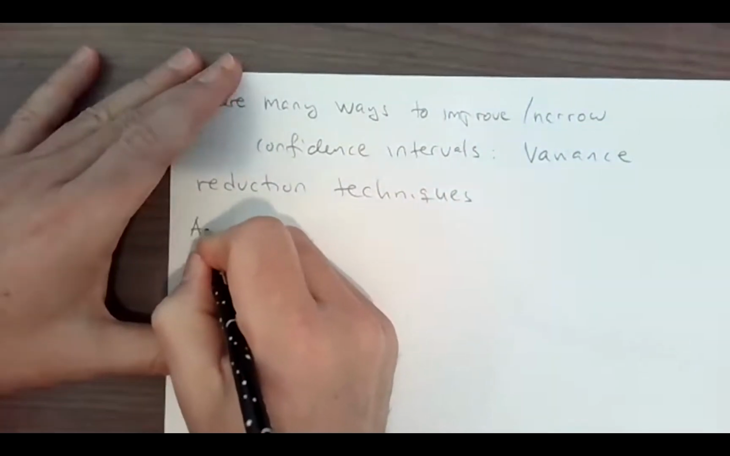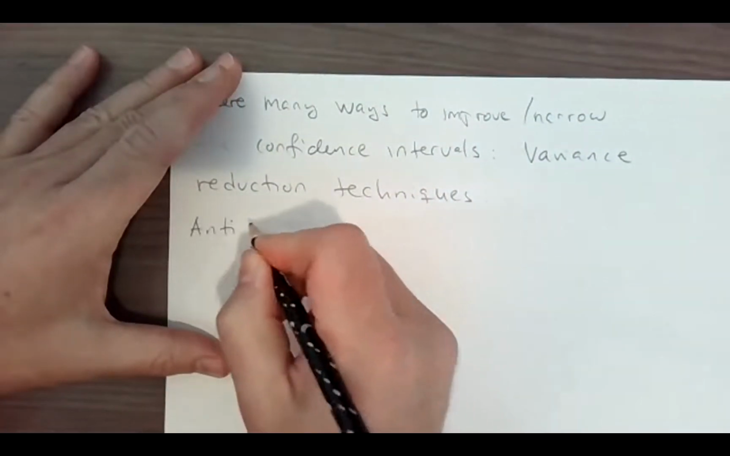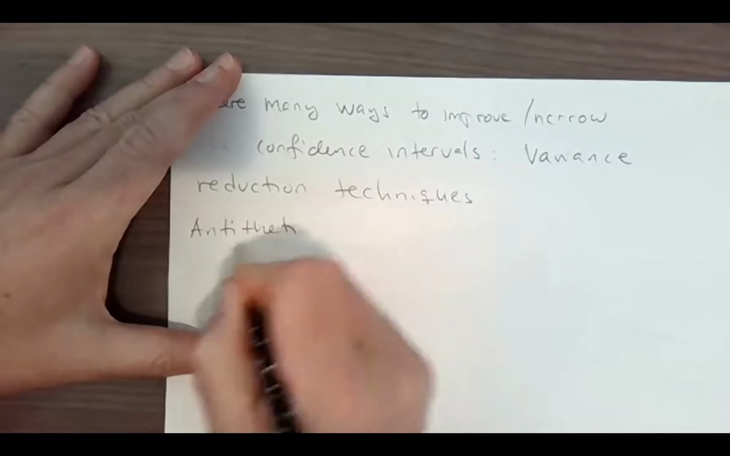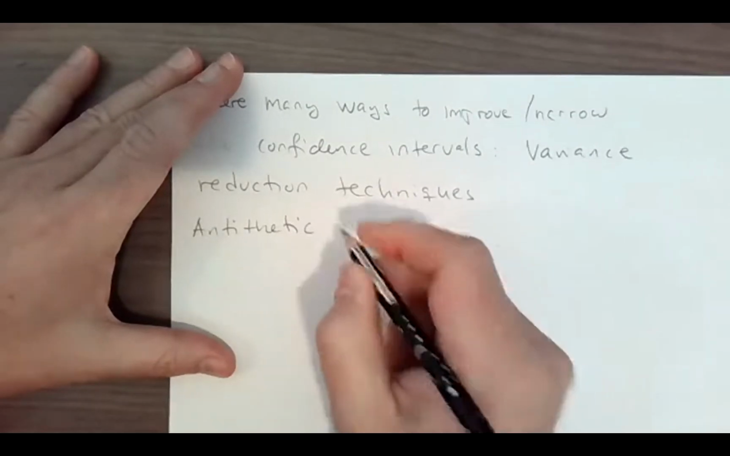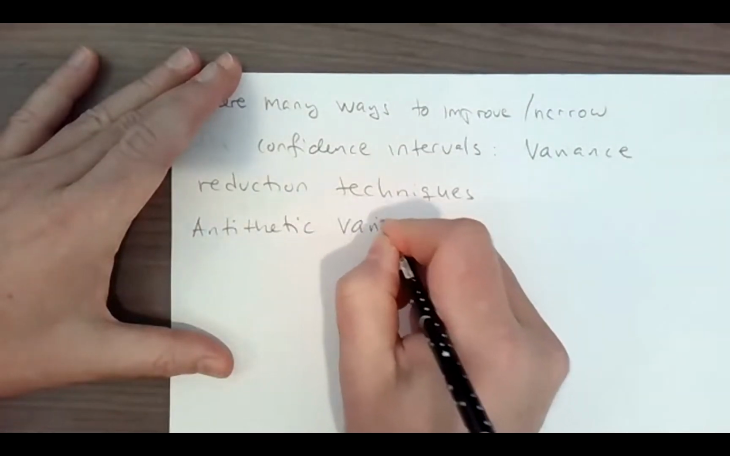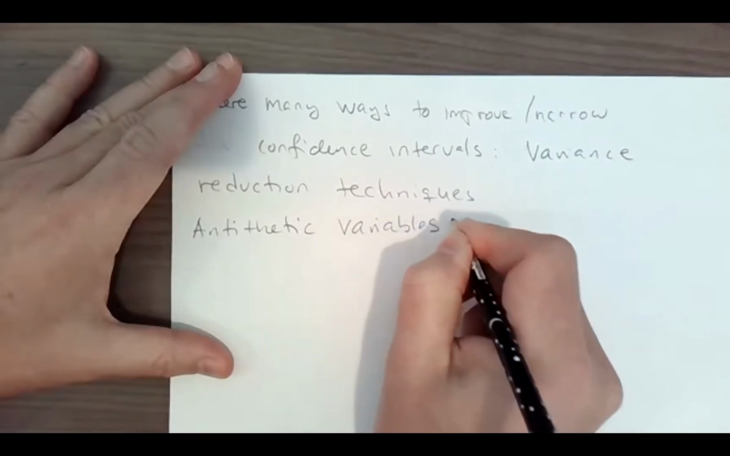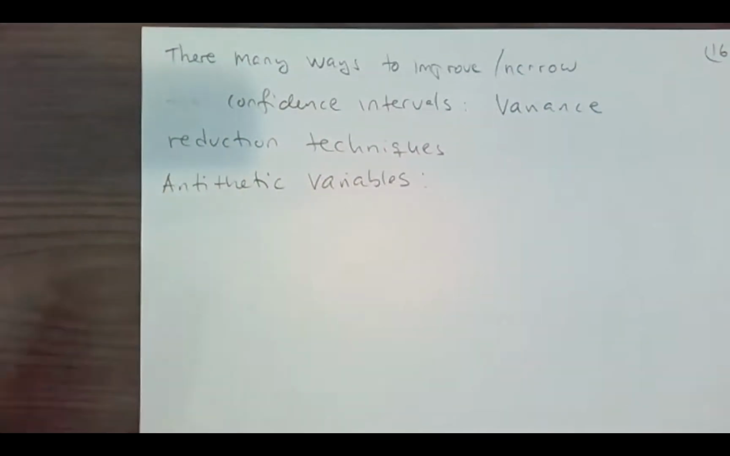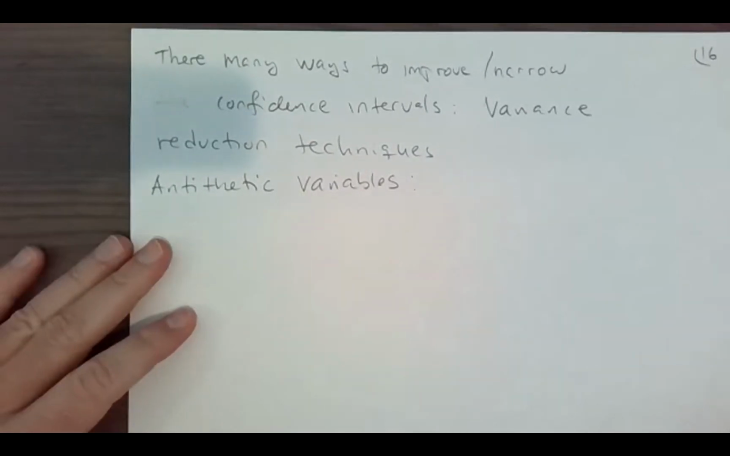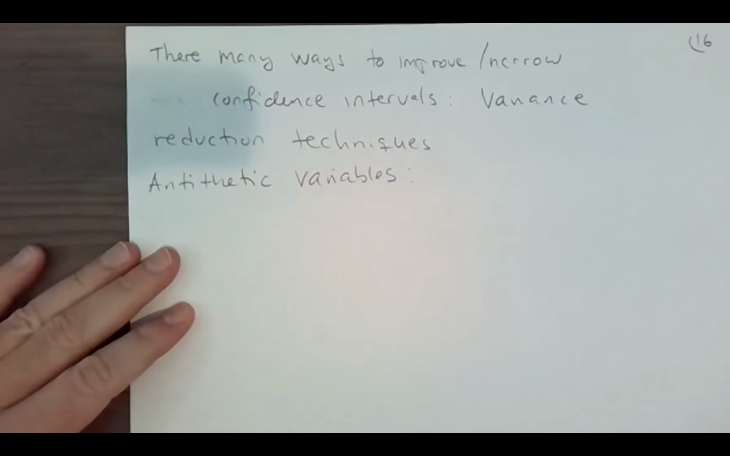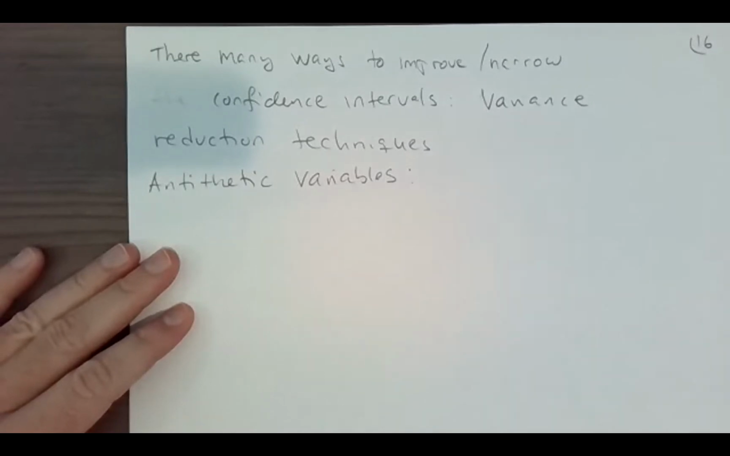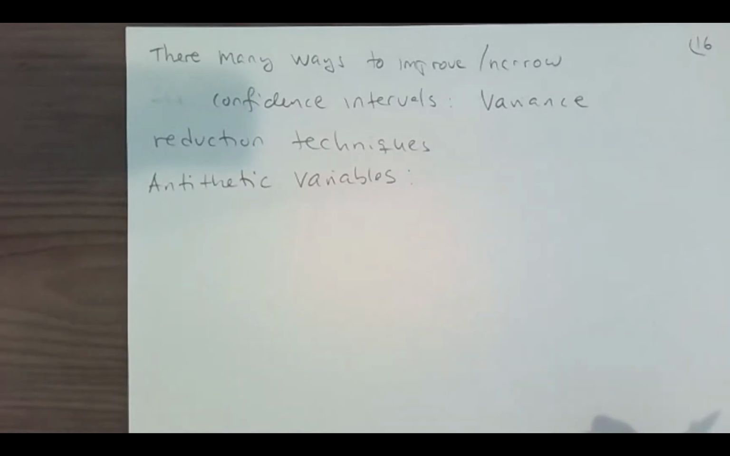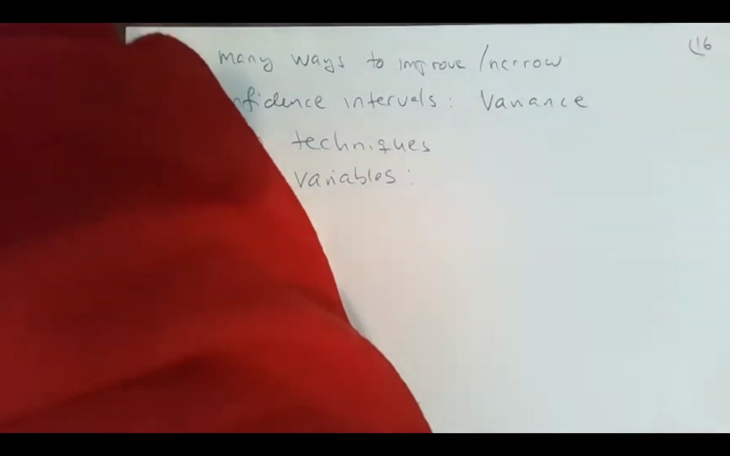So here's an example of what's called antithetic variables. This is just one of them. There'll be more coming, maybe not today, but next week and in the homework. Right. So the trick that we're going to use is almost embarrassingly simple.